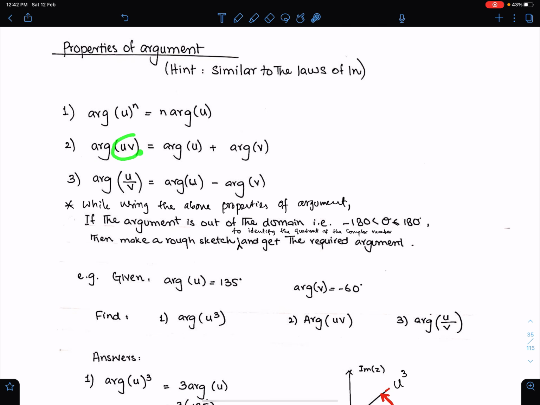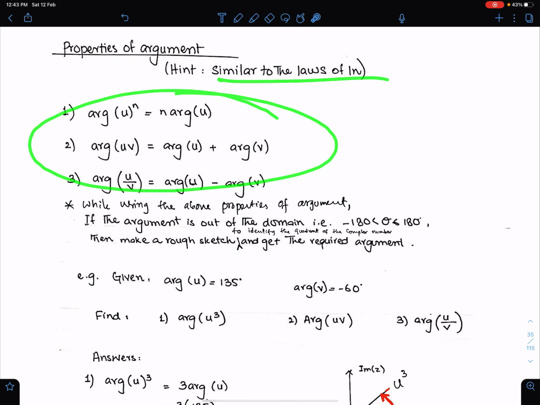And this property is similar to the product law of ln. ln AB, we write this as ln A plus ln B. In argument, we write this as argument U plus argument V. And this is similar to the quotient law of ln. ln A minus ln B, so we can simplify this as argument U minus argument V. So these properties are similar to the laws of ln.